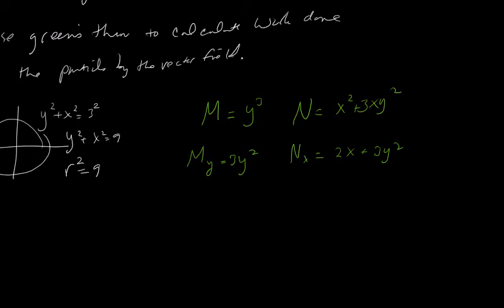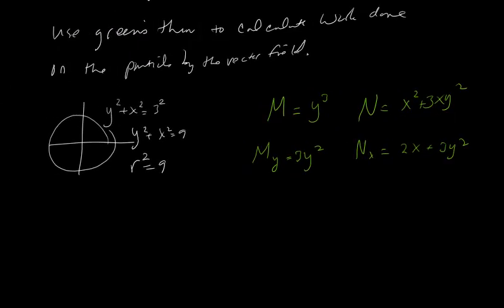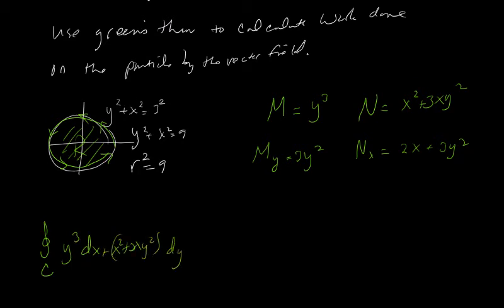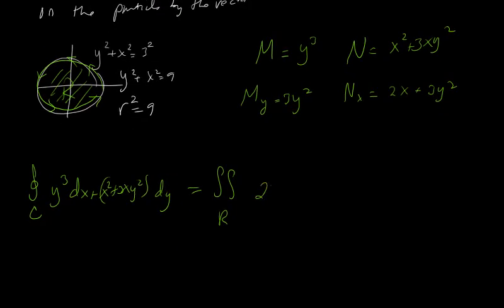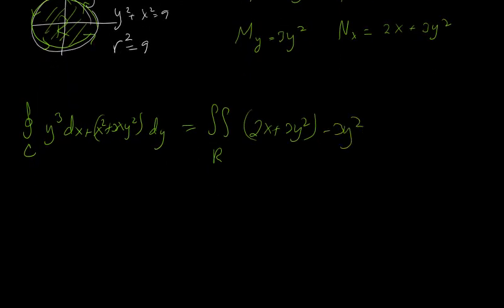So we are going to have to use Green's theorem here, which we can do because we are on a closed curve, we are moving counterclockwise, and we do have a simply connected region R. C is smooth, so we're going to go there. Okay, so we can go ahead and get this thing set up. So our integral over C of y cubed dx plus x squared plus 3xy squared dy is just going to be equal to the double integral over our region R of 2x plus 3y squared minus 3y squared dA.